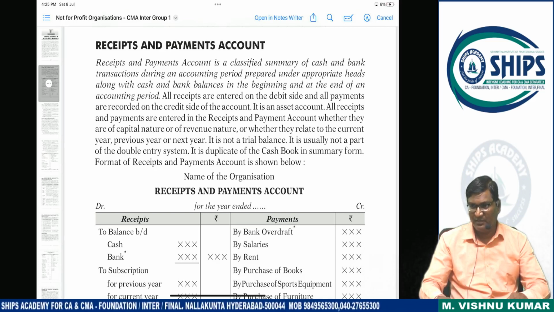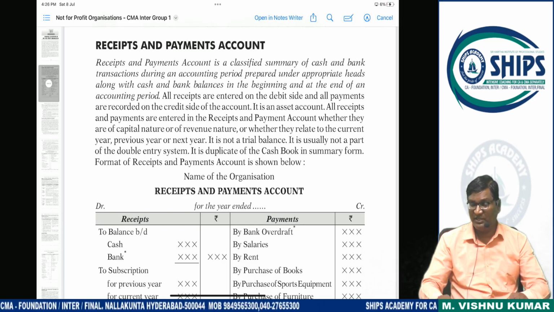Clear? Now, financial statements of non-profit organizations or not-for-profit organizations consist of 3 items: receipts and payments account, income and expenditure account, and balance sheet. Financial statements of trading organizations consist of trading account, P&L and balance sheet. So here trading account is not prepared. Here income and expenditure and balance sheet is prepared. So in place of P&L, income and expenditure is prepared.